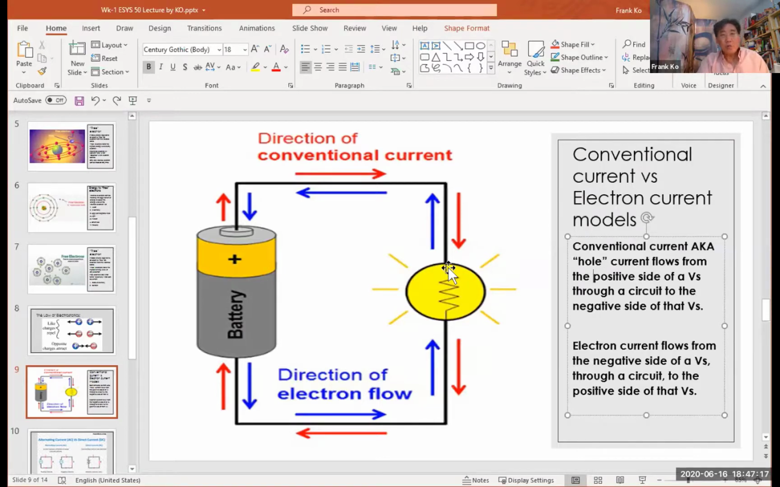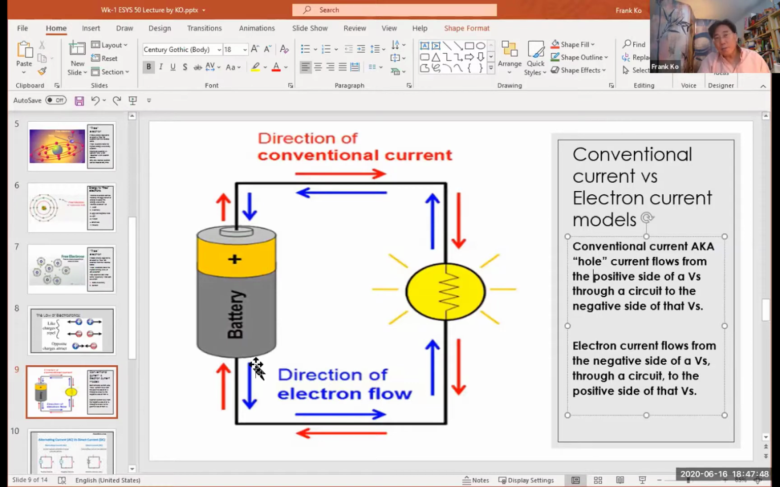What's drawn is a resistor. It could be representative of a lamp because it's got this glowing action to it. And the red arrows go down and then go at the bottom to the right, and they go back to the negative side of the battery. So conventional current flows from the positive side of the source through a circuit and ends up at the negative side of the source. Whereas electron current, in the description, flows from the negative side of a voltage source through a circuit to the positive side of that source.